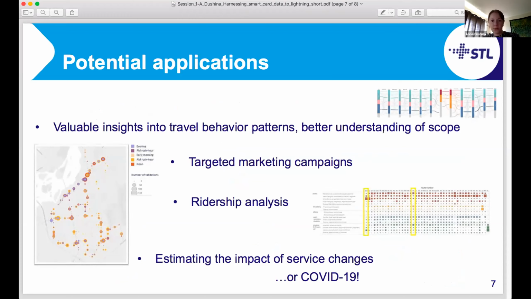But we're looking forward to developing all sorts of dashboards to help us gain better insights into travel patterns. We can design targeted marketing campaigns. So if you want to target a particular persona, you can see on the map by time of day where you can find these people to talk to them, or do all sorts of other ridership analysis.